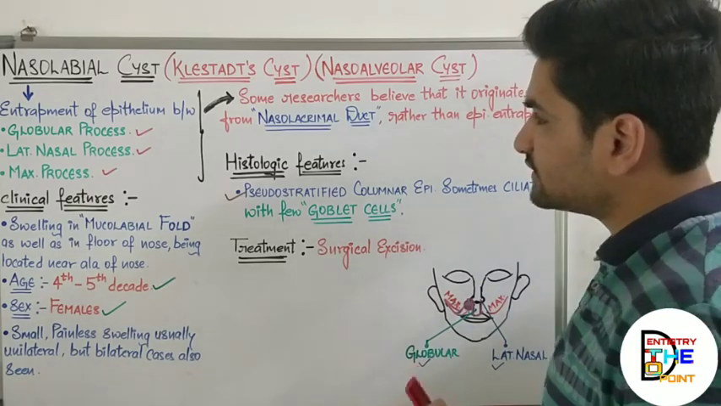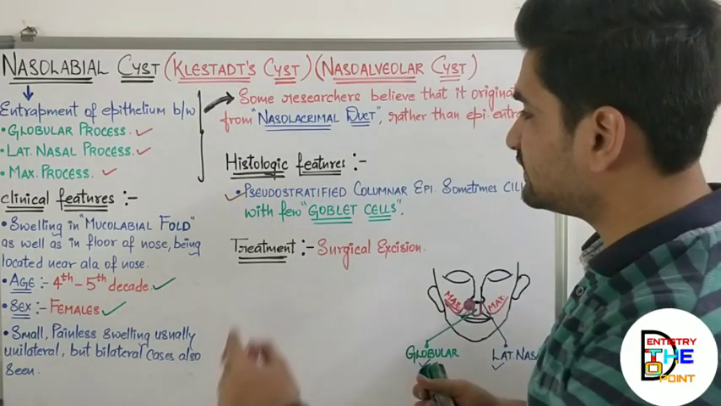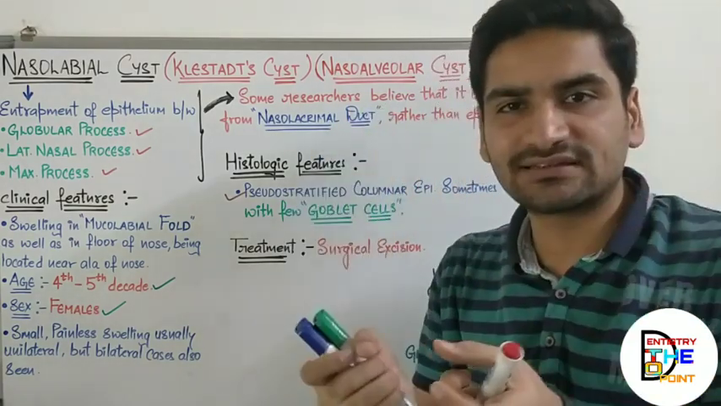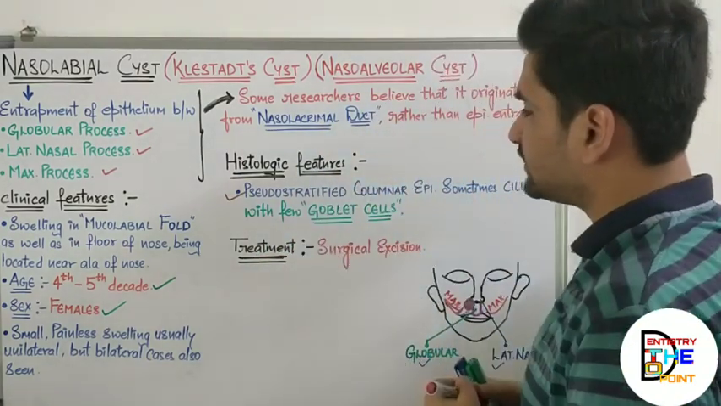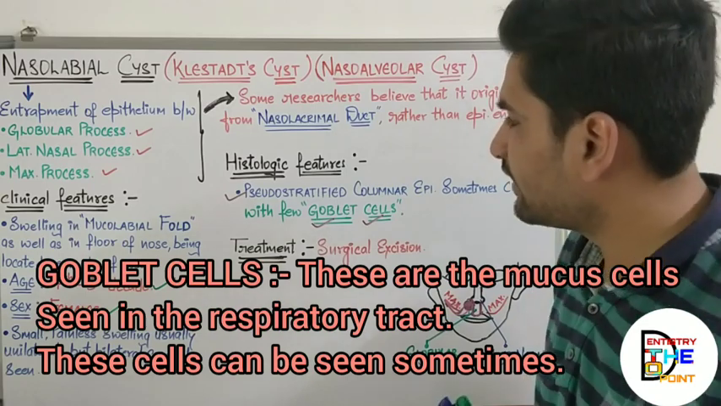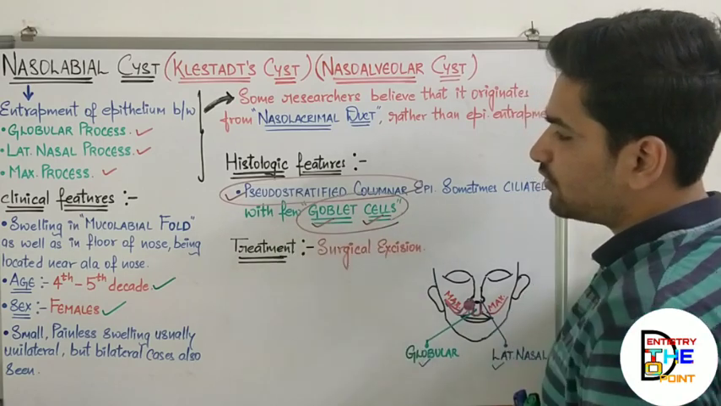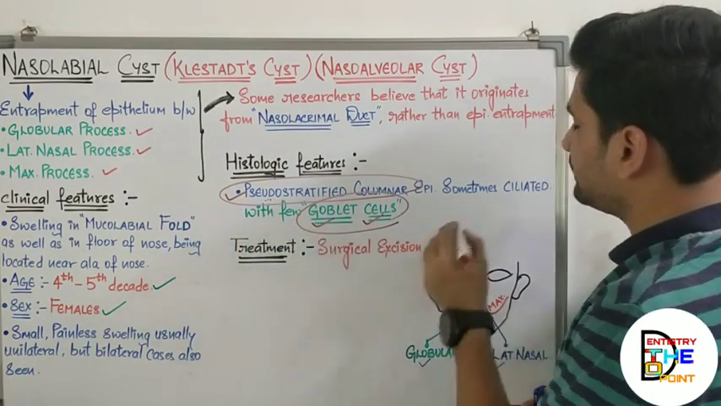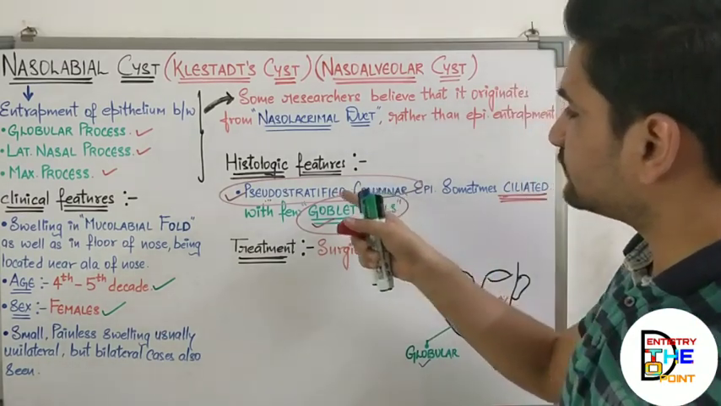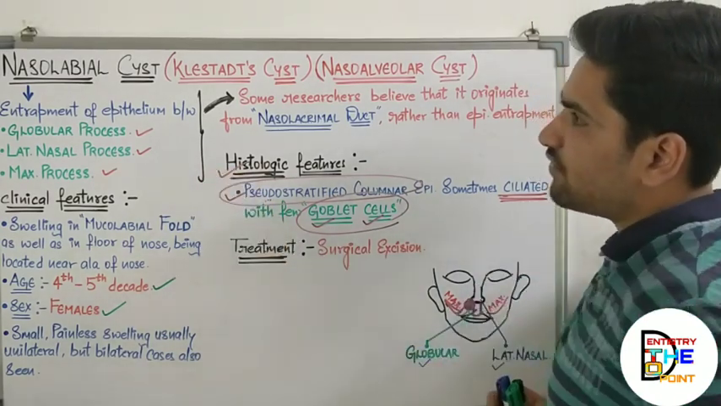Next, moving on to the histological features. So there is not much to discuss regarding the histology of nasolabial cyst, but it says that pseudostratified columnar epithelium is seen in the cystic lining. You will have the cystic cavity, connective tissue and cystic fluids. Now, few goblet cells are present along with the pseudostratified columnar epithelium. You have to remember two things. First is pseudostratified columnar epithelium along with goblet cells. Now this pseudostratified columnar epithelium is even sometimes ciliated. In some cases it has been seen that this pseudostratified columnar epithelium is ciliated. So only this much about the histology of nasolabial cyst.